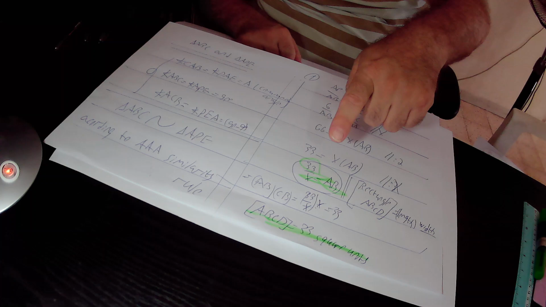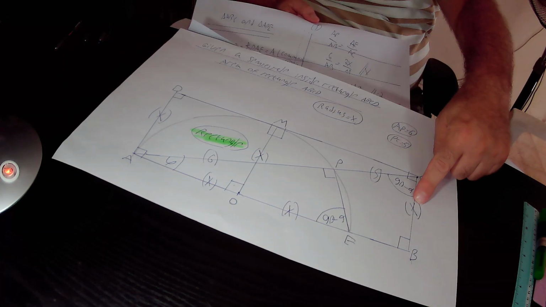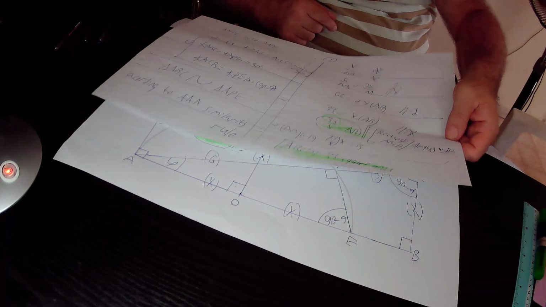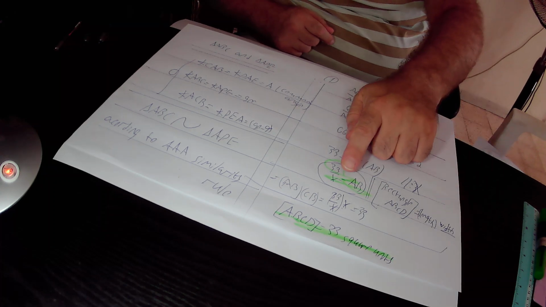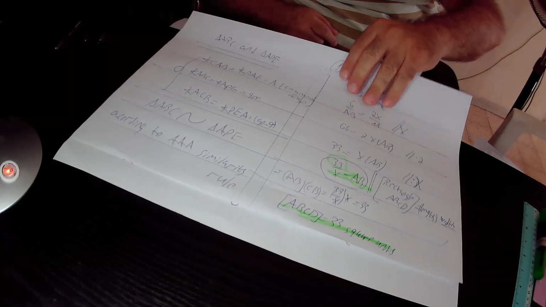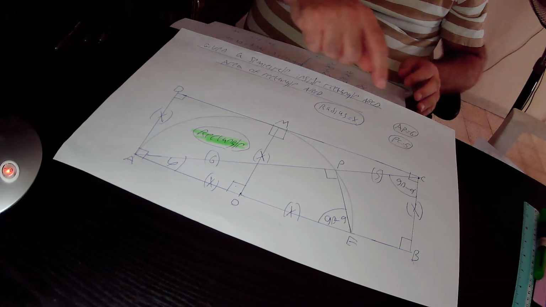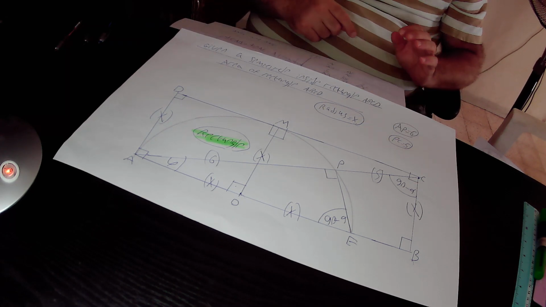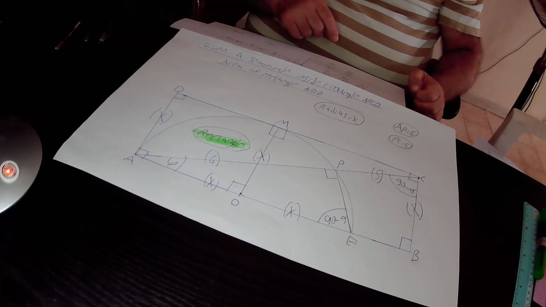AB is 33 over x and CB is x. So in total we found out that the area of rectangle ABCD equals 33 over x times x. You have x in the numerator and x in the denominator, so x will get cancelled and we are left with only 33. So we found out that the area of this rectangle ABCD is equal to 33 square units. So we finish with the first question.